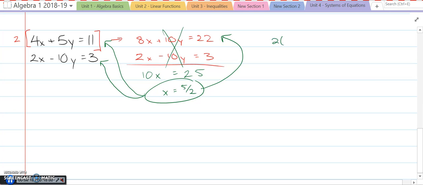So 2 times 5 over 2 minus 10y equals 3. Multiply it, canceled out. 5 minus 10y equals 3. Subtract across. And y equals positive 1 over 5.